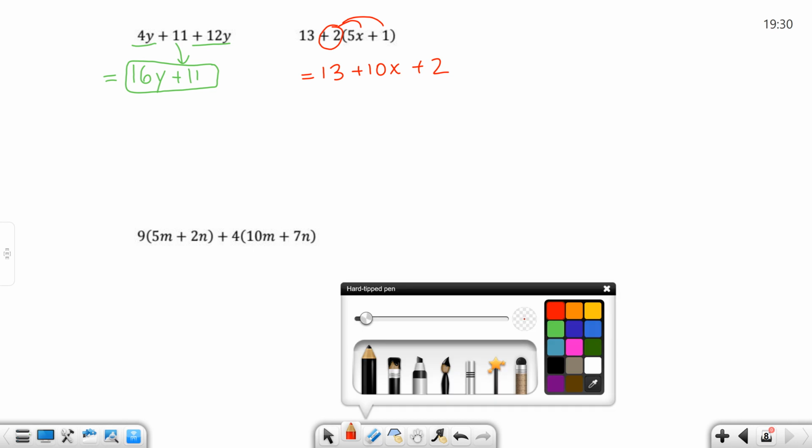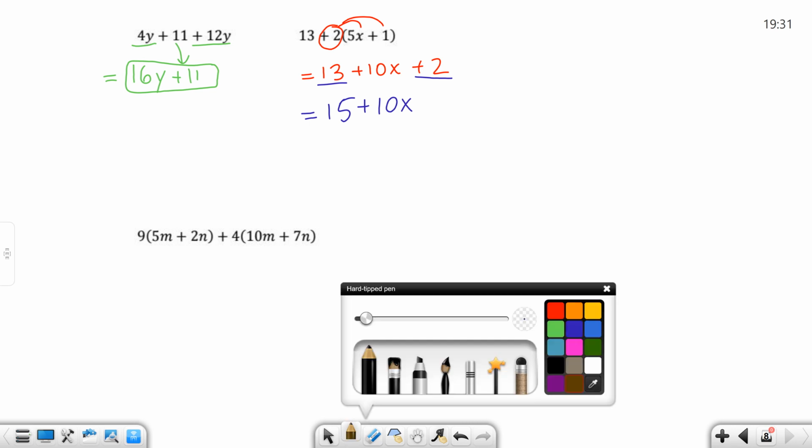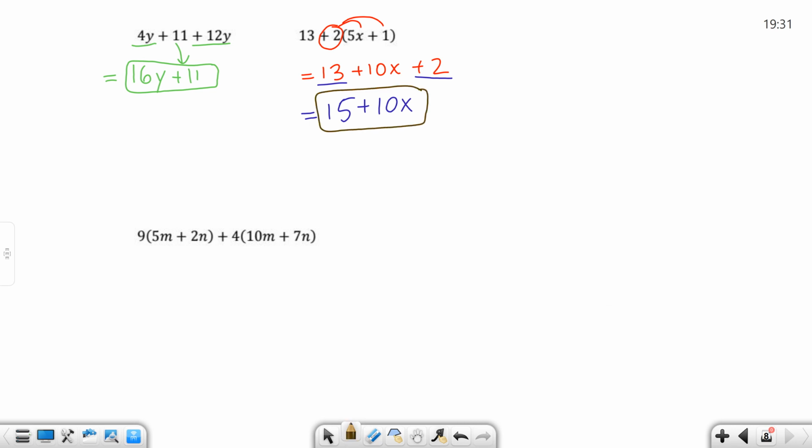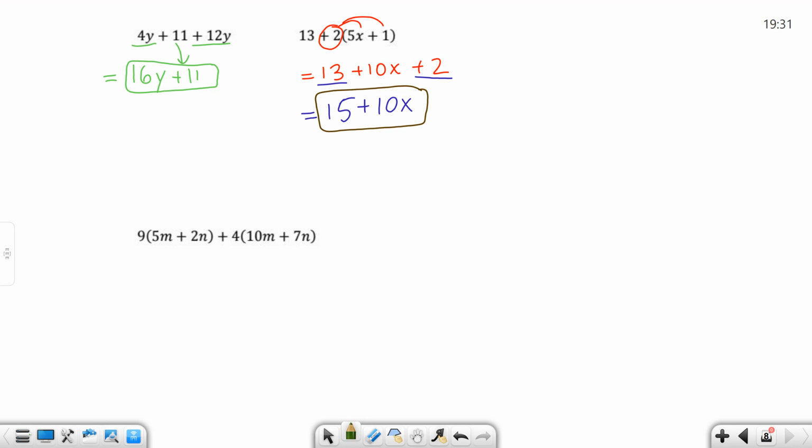Now do I have like terms? And the answer is yes, I do. I have 13 plus 2, which is 15, and then plus 10x. All right? And that's simplified. Now, sometimes, make sure if you're told to put in a descending order, you turn it around and put 10x plus 15. All right? But it's okay here that we're not told that. So we can put it in whatever order we want to. But we do need to simplify the 13 and the 2 to get 15.